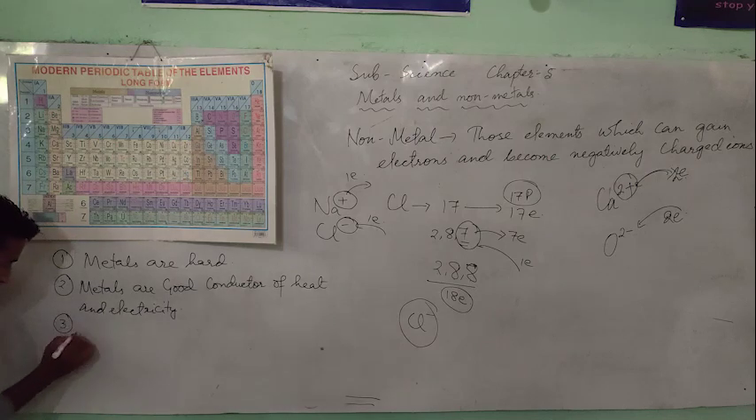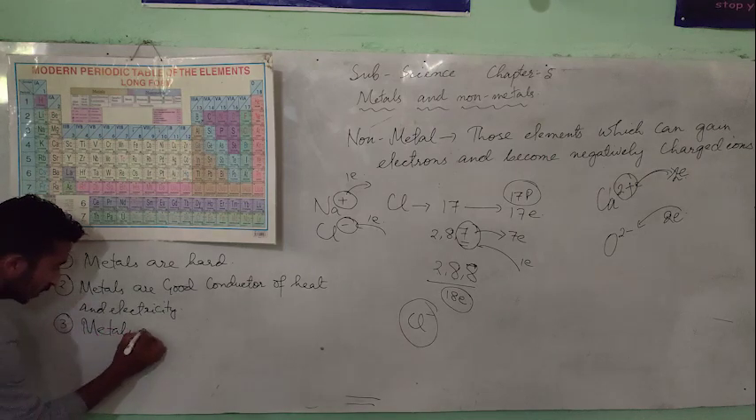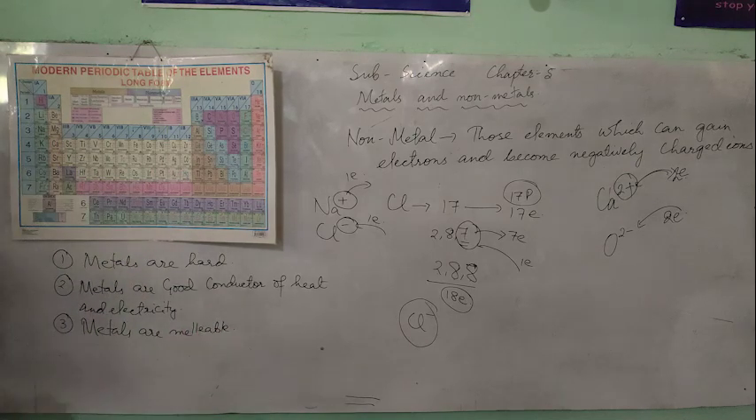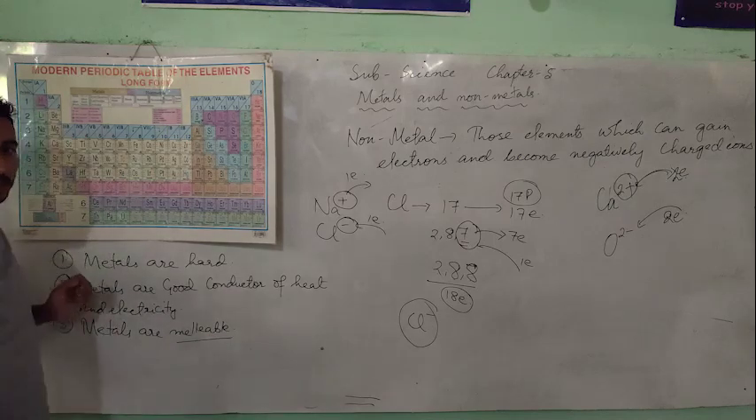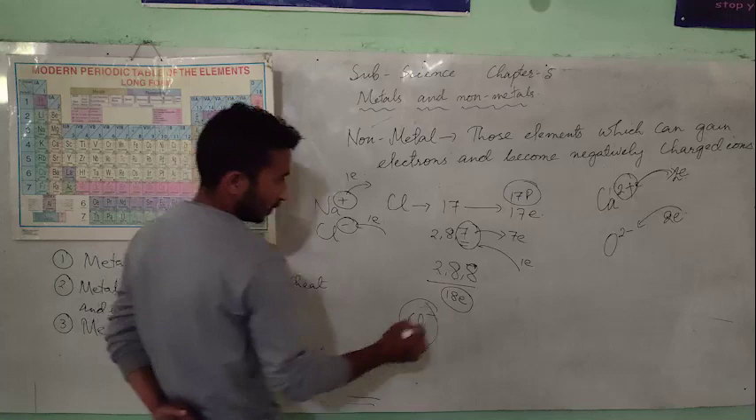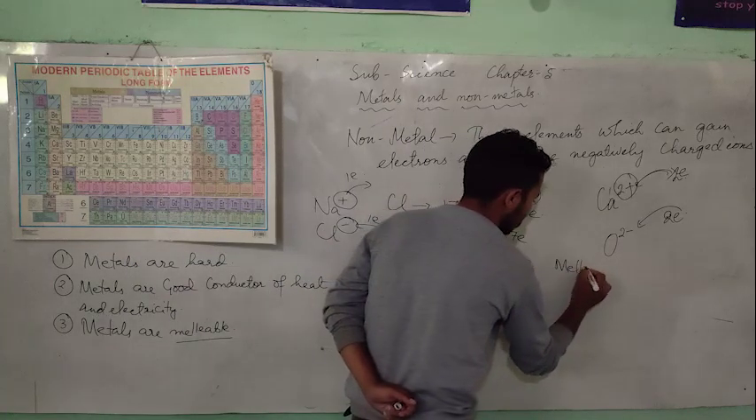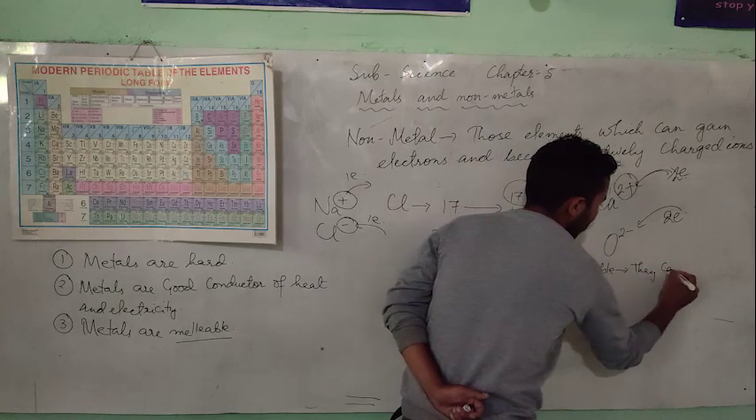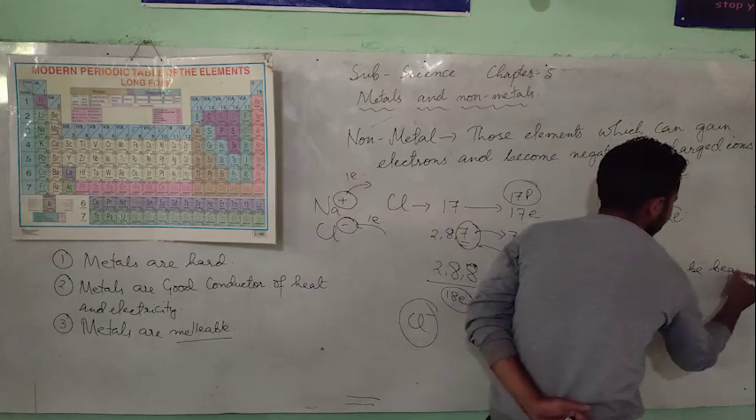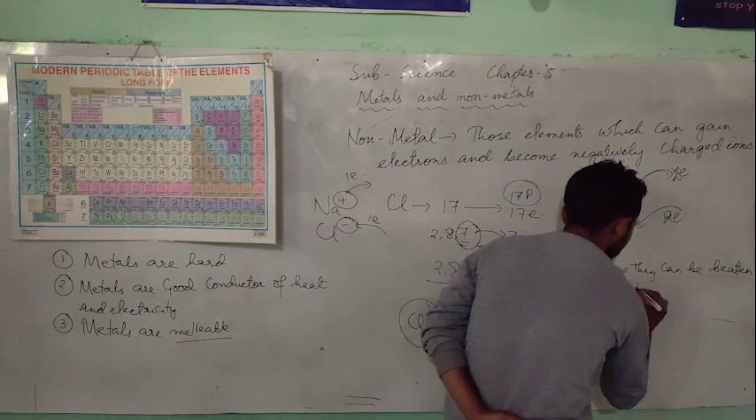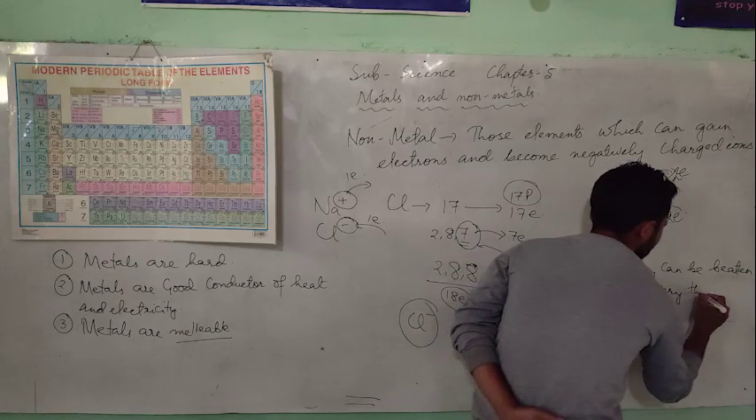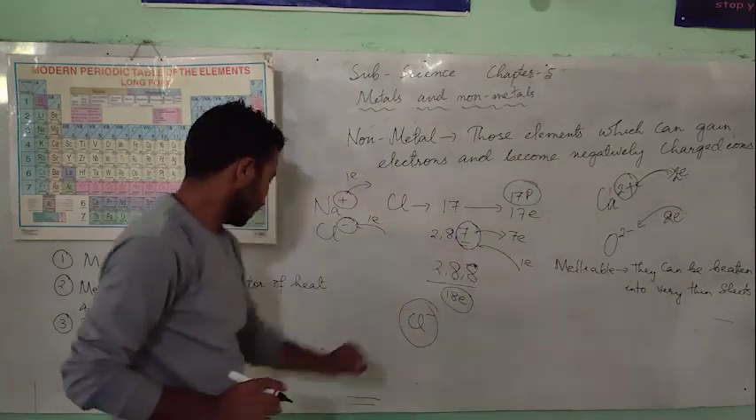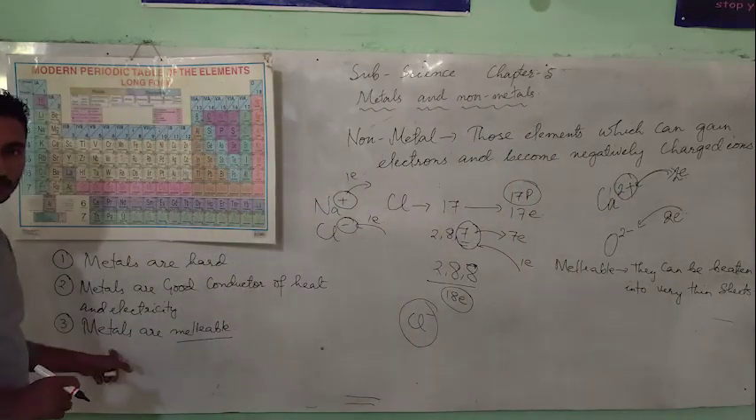Next, third, metals are malleable. By this word malleable, it means they can be beaten into very thin sheets. By the word malleable, it means that metals can be beaten into very thin sheets.